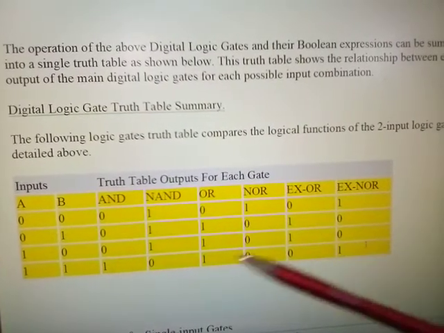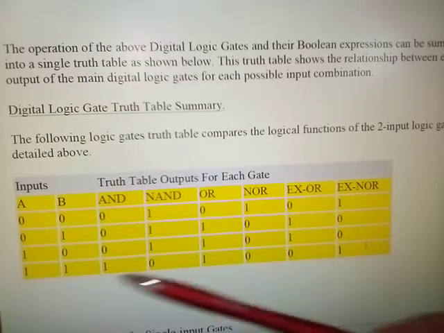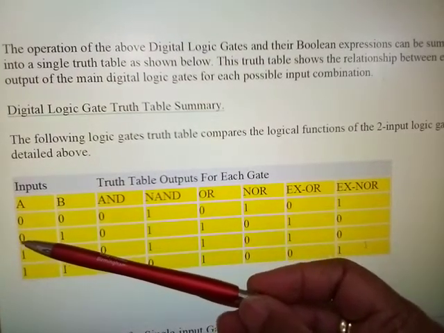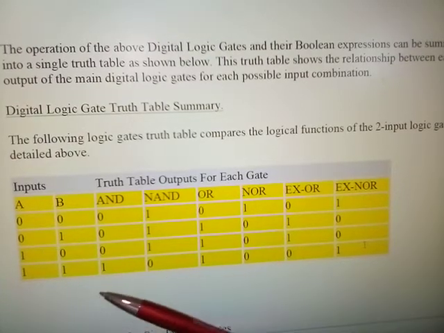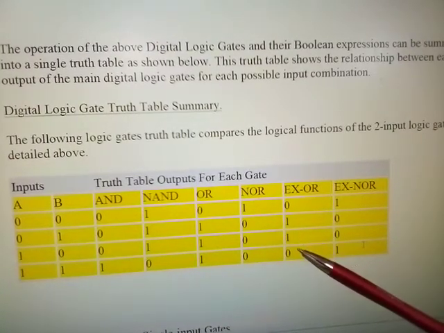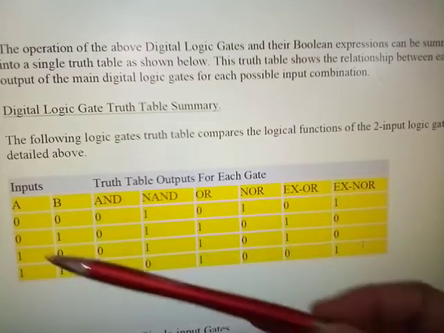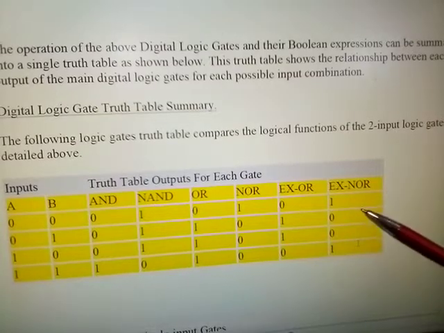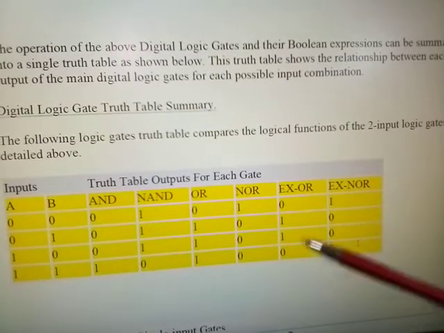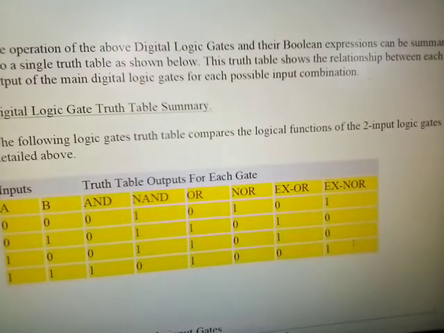Okay, and again you can see here that you'll get a 1 out when you only have a 1 at either A or B, and you'll get a 0 out if they're both the same inputs. Okay, and again that is reversed for the exclusive NOR function.